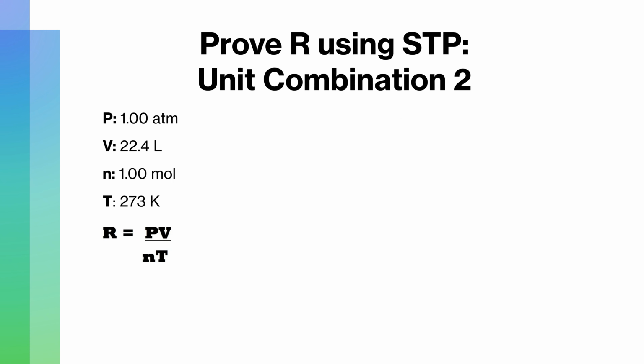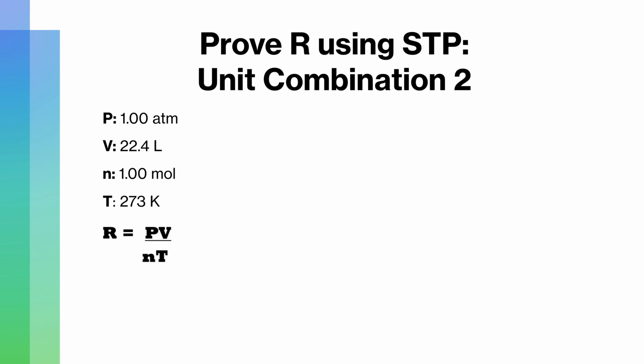Okay, let's now prove the value of R using our second unit combination. We're still under standard temperature and pressure conditions according to Avogadro's law. It's just that two of the variables now have different units, and as a result they have different numerical values in comparison to the previous unit combination. As I said before, this unit combination you're more likely to use if you're studying a course that requires the use of conversion factors to cancel out units you don't need for your final answer.